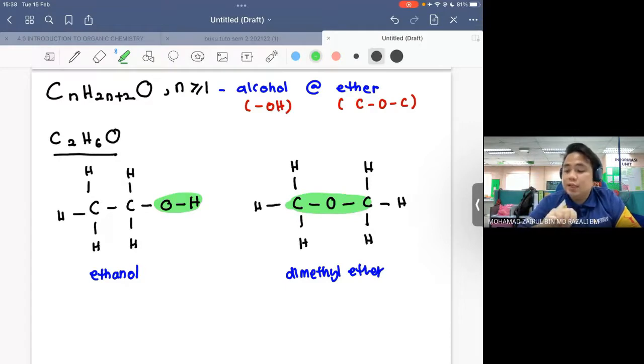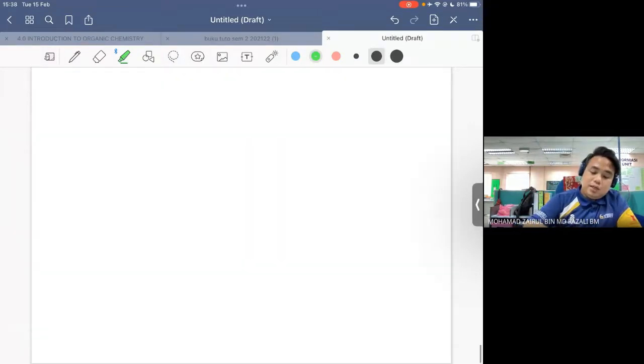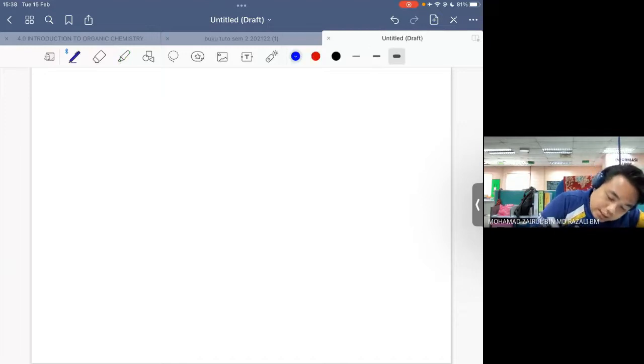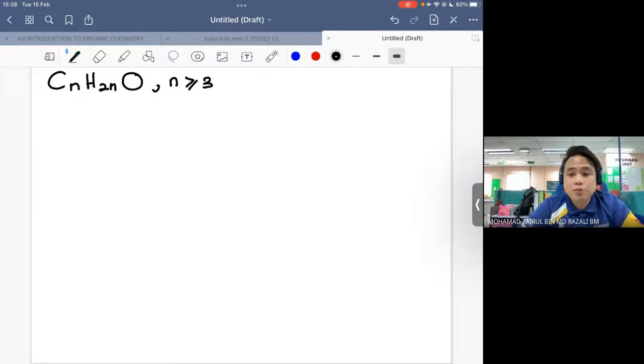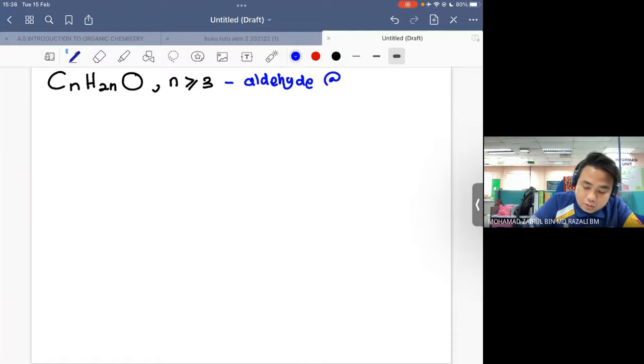Okay, kita lagi dua. So, kita try tengok yang CnH2nO, where n is greater than or equals to 3. So, kalau dia ada general formula of CnH2nO, okay, bermaksud it can be either aldehyde or ketone. So both aldehyde dengan ketone dia ada C double bond O as a functional group, tapi dia beza dia punya atom yang connected to C double bond O tu.